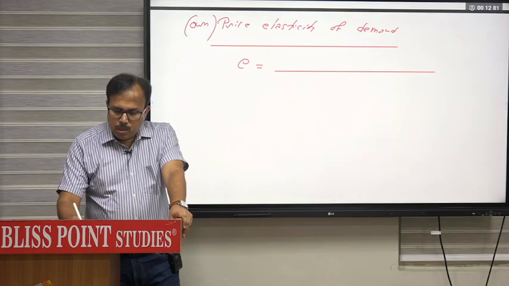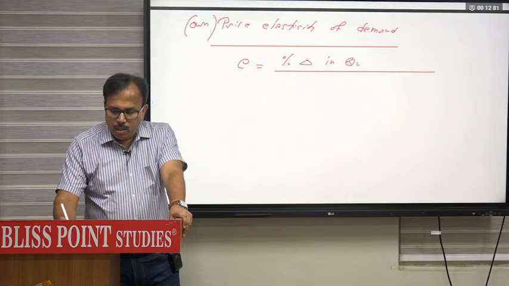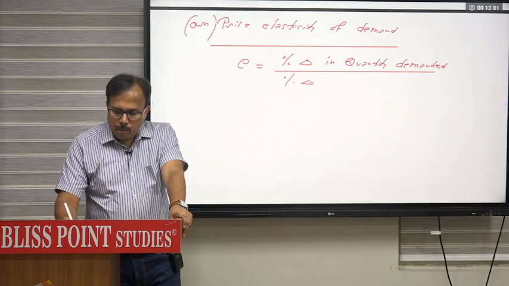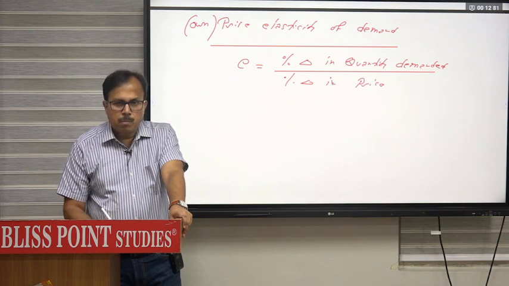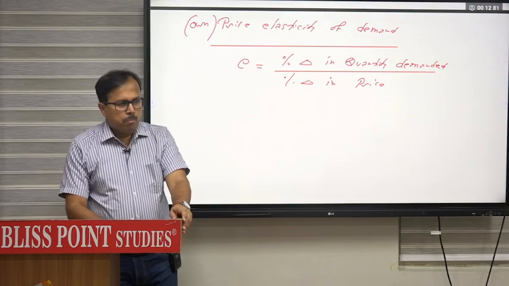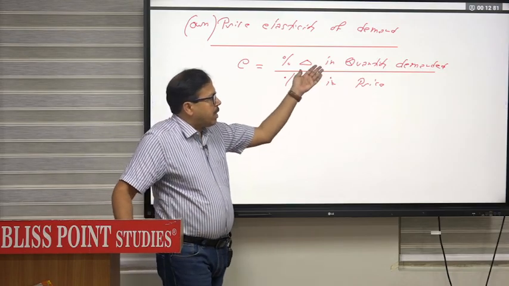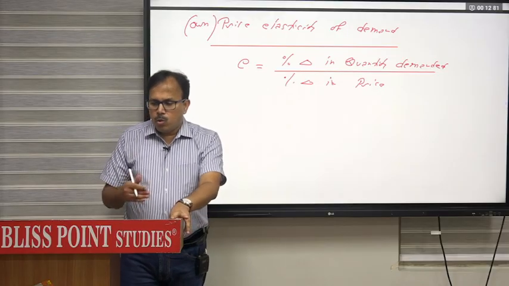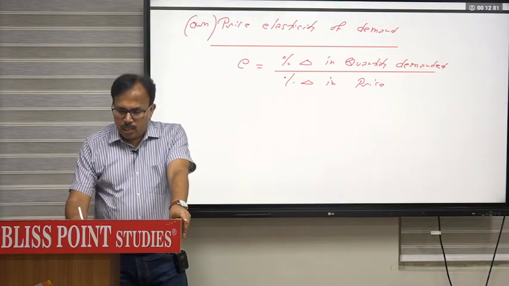So it measures percentage change in quantity demanded upon percentage change in price. So if price changes by 10% and quantity changes by 20%, then you can say elasticity of demand is 2. Now the question is how to calculate the percentage change in quantity demanded.